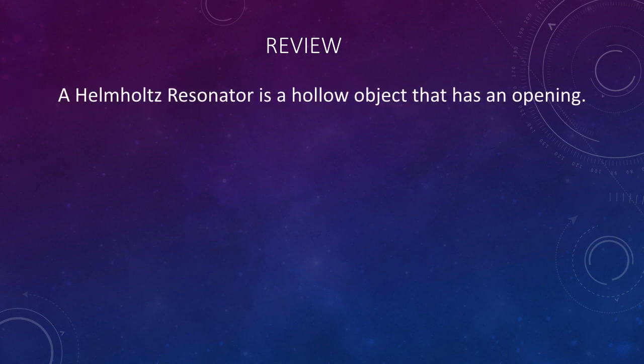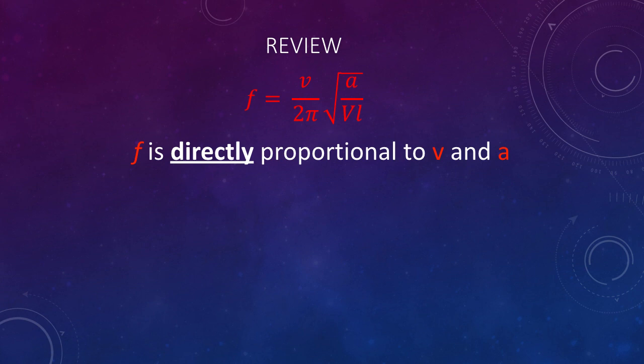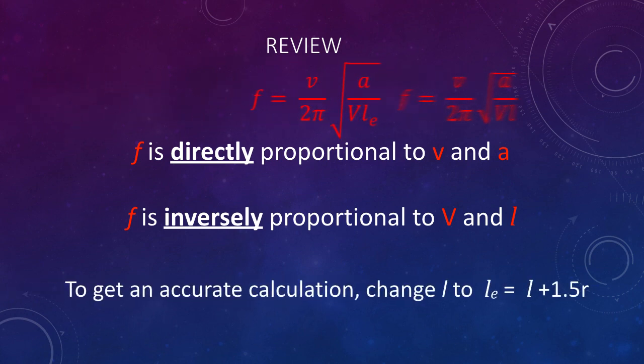To review, a Helmholtz resonator is a hollow object that has an opening. Frequency equals velocity over 2 pi times the square root of area over the volume times the length. Frequency is directly proportional to the speed of sound and the area. Frequency is inversely proportional to volume and length. To get an accurate calculation, change length to effective length, which equals the length plus 1.5 times the radius.